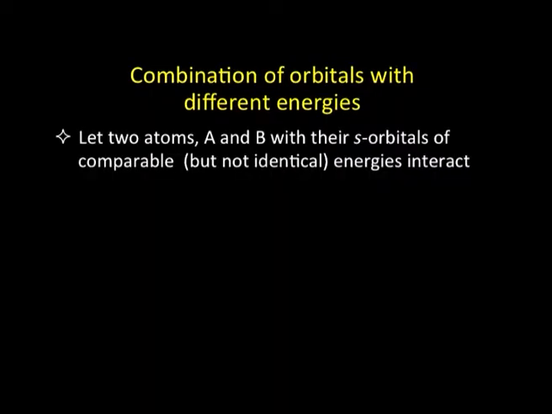Okay, now let us see what happens in such a case. Let us take two atoms, say atom A and B, and we are talking about their s orbitals, and they have energies which are comparable, but not identical. When two such atomic orbitals interact, what happens? Let us further assume that the atomic orbital of atom B is of lower energy as compared to that of A. Let us see what happens now.